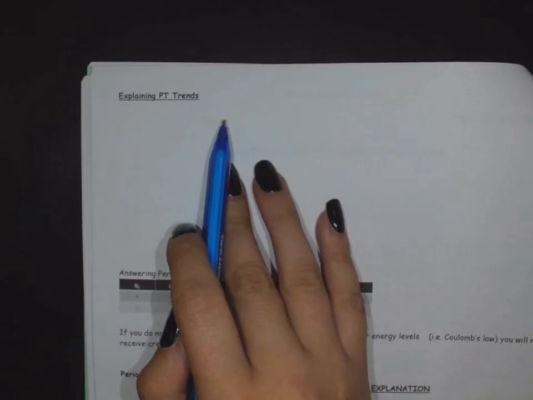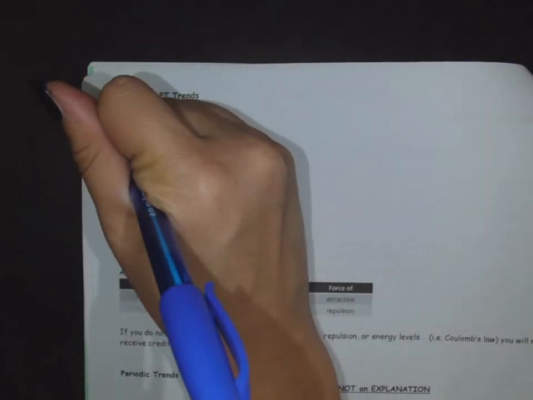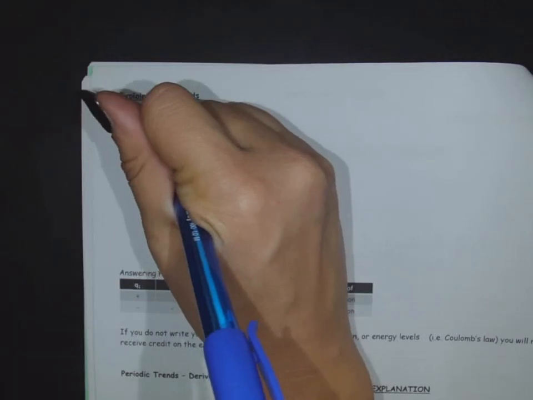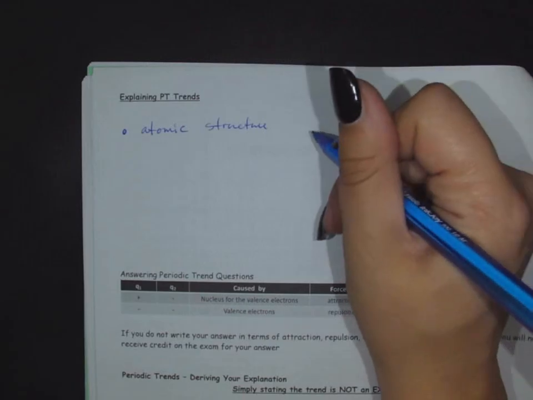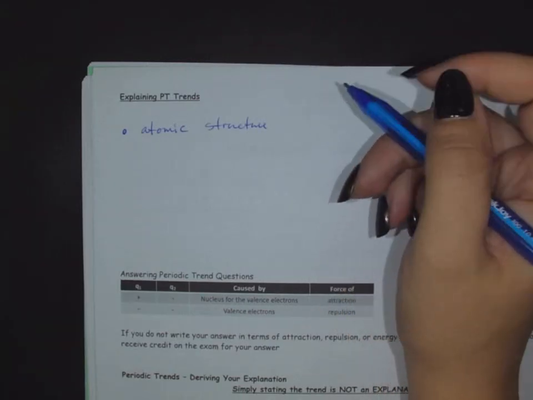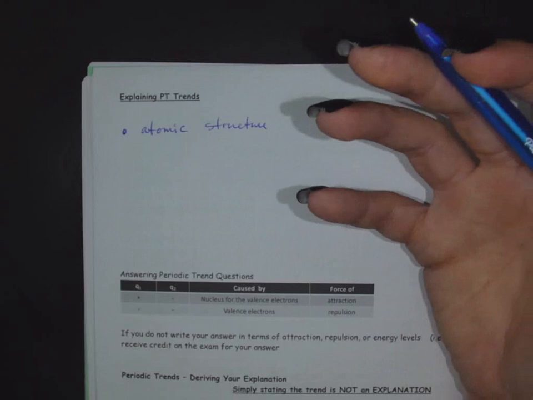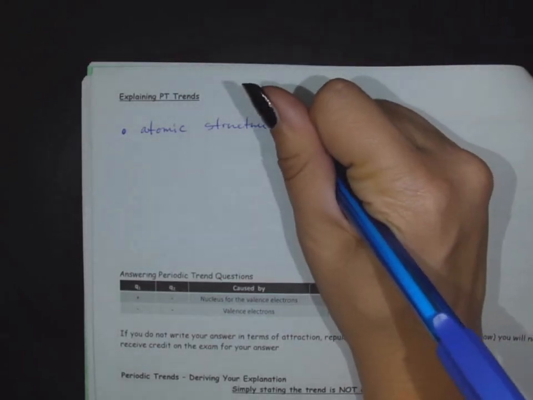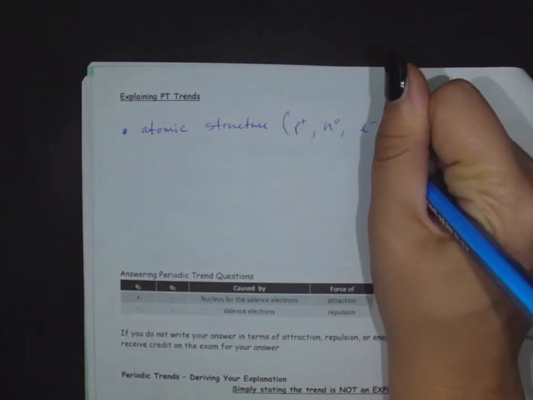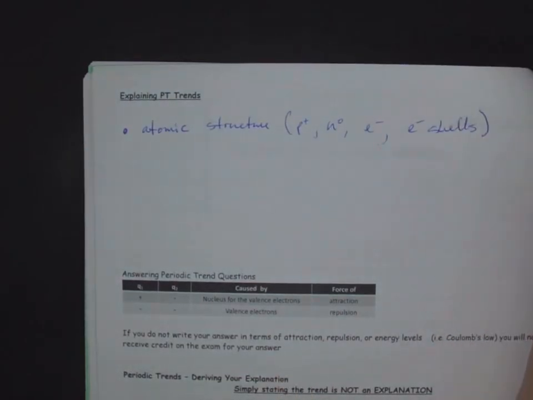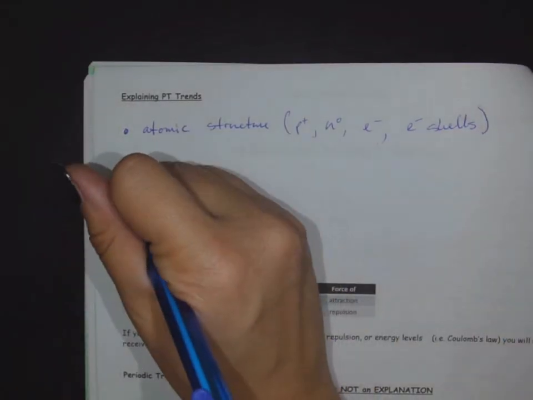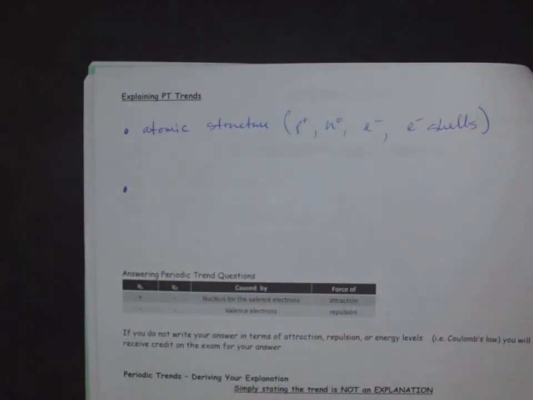So please keep in mind that when you're explaining the periodic trend, you need to talk about the atomic structure of the atoms. This could be protons, neutrons, electrons, and energy levels, shells. All of those are atomic structure things. Protons, neutrons, electrons, electron shells, all of that is great to talk about when addressing atomic structure. And then the second thing that you really should add to this is Coulomb's law.